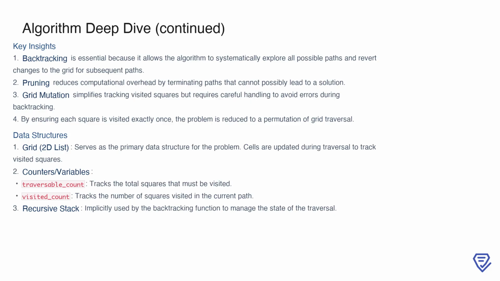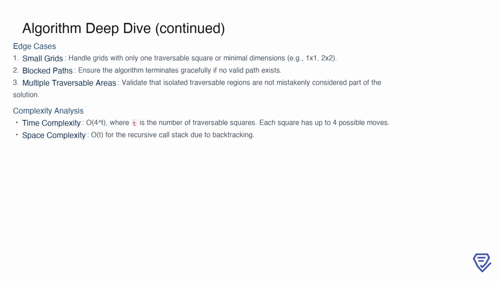When implementing this algorithm, it's important to account for edge cases. For small grids, such as a 1x1 or 2x2 grid, the algorithm must handle scenarios where there is only one or a very limited number of traversable squares. For grids with blocked paths, the algorithm should terminate gracefully when no valid path exists. Additionally, if the grid contains multiple isolated regions of traversable squares, the algorithm must ensure that these are not incorrectly included as part of the solution.